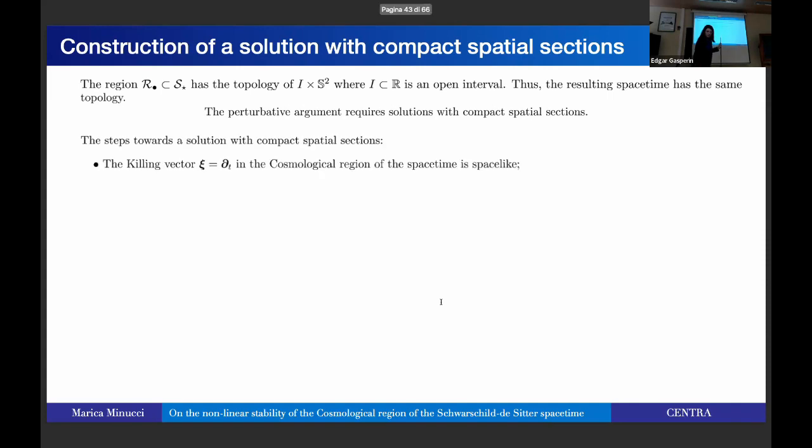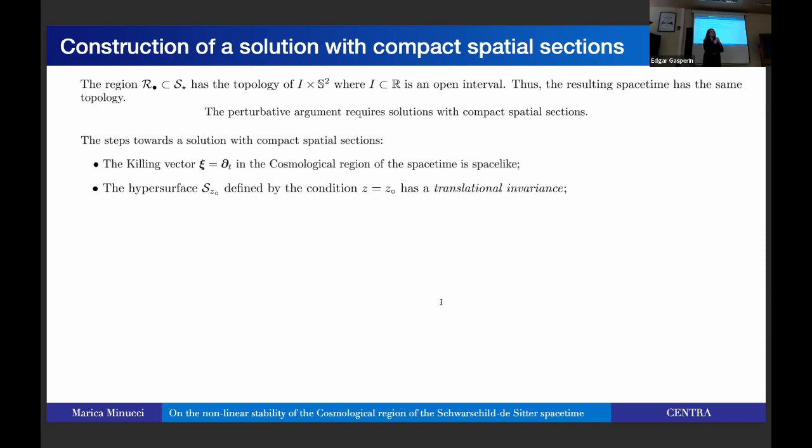So what we do is a little bit of playing around with the geometry, but more precisely, we consider a Killing vector in the cosmological region, and this Killing vector turns out to be spacelike. Then one can consider a hypersurface with r equal to constant, and this hypersurface will have translational invariance.